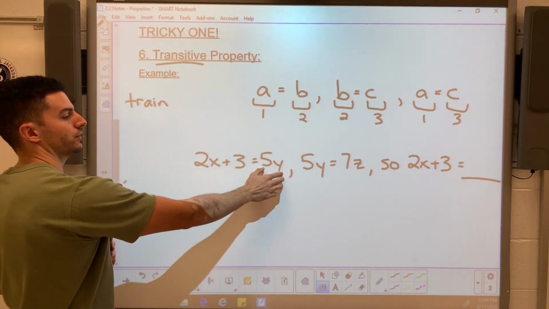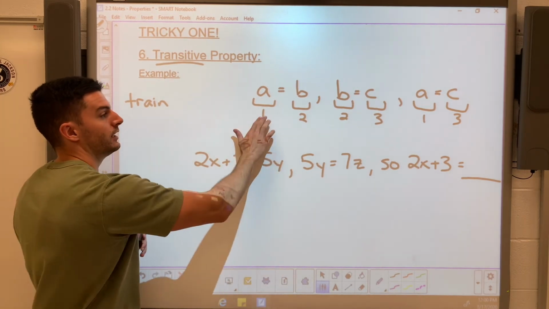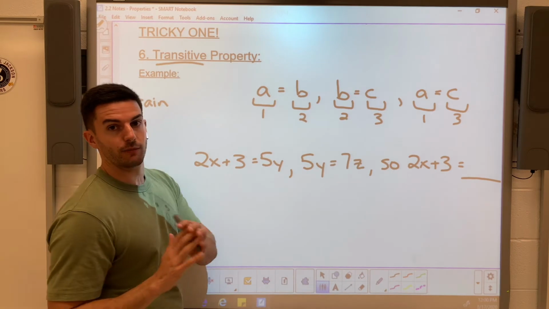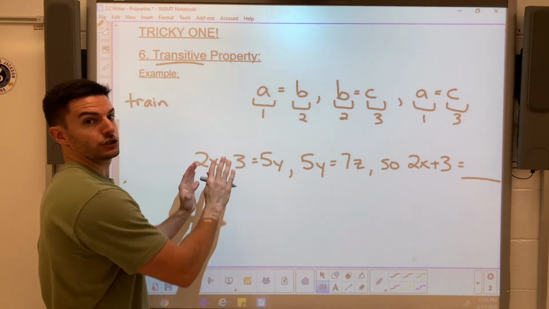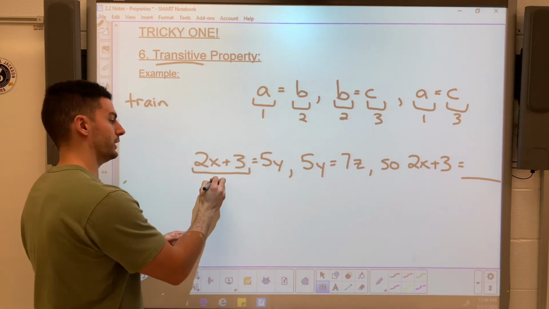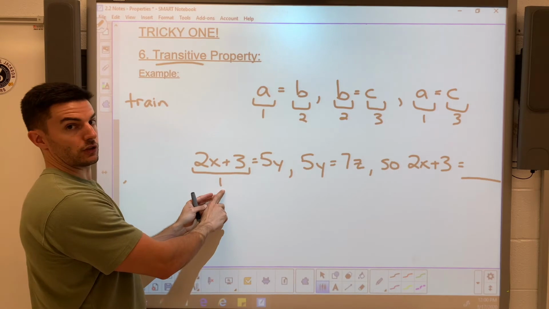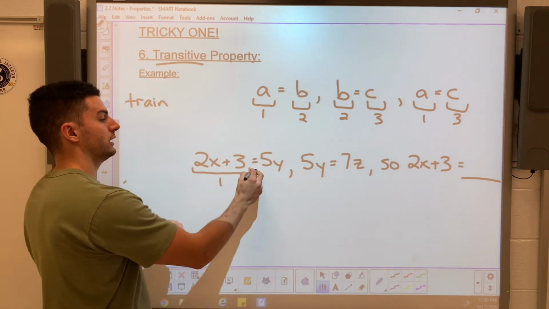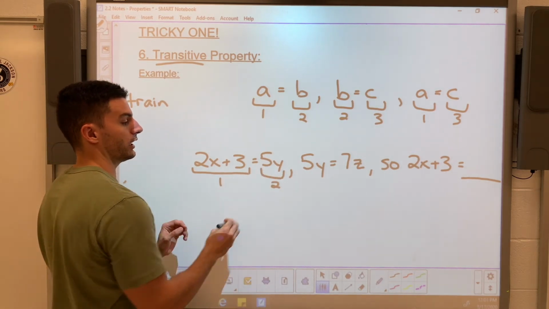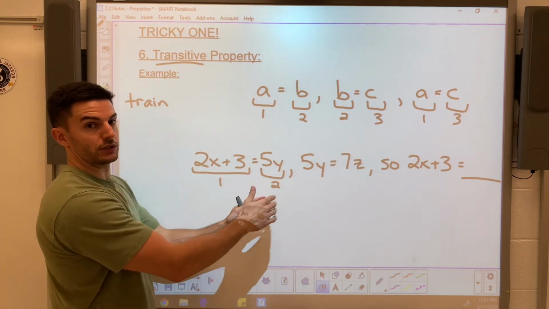So 2x plus 3 equals 5y. That's my first statement. Okay, 2x plus 3 equals 5y. And this pattern up here is going to be the same for every transitive property problem. So what I have here, again, there's a variable in there, but just to simplify it a little bit, you think of that as thing 1. Even though it's a group, that's just thing 1. So my first thing equals some second thing. Okay, so 2x plus 3 equals 5y. First thing equals some second thing.